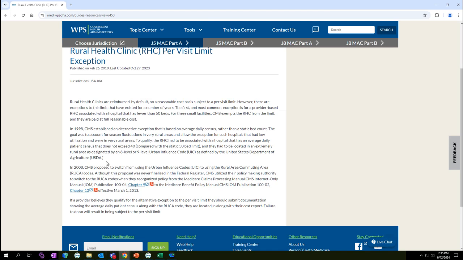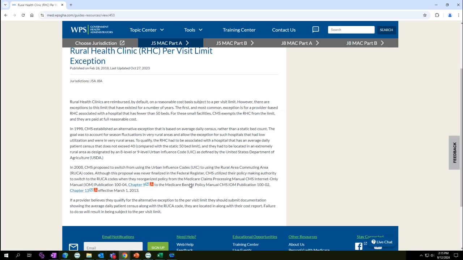So the thought here, this is in the Federal Register, but it was never finalized. So it was never put into regulation. However, CMS still has the ability to use policy-making authority, and they did update the manuals to use that. So they switched to the RUCA codes effective March 1, 2013.